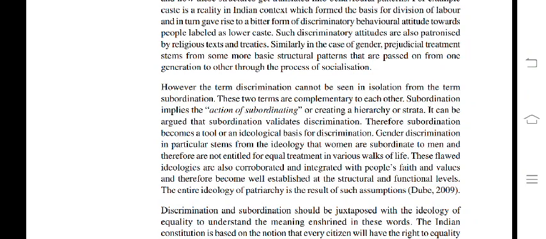These flawed ideologies are also corroborated and integrated with people's faith and values and therefore become well established at the structural and functional levels. The entire ideology of patriarchy is the result of such assumptions.